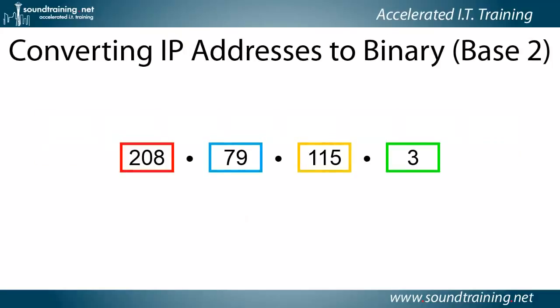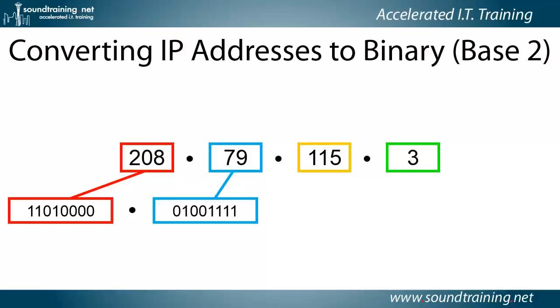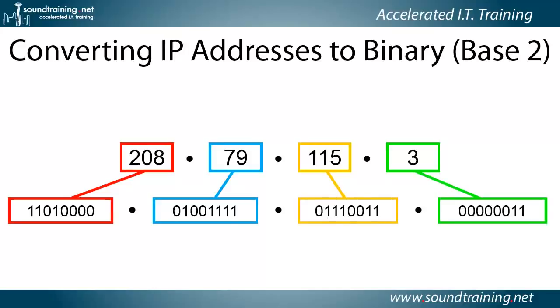Now, let's dissect that address a little more. As I mentioned, each one of the bytes represents an 8-bit binary number. So 208 maps to 11010000. 79 maps to 01001111. 115 maps to 01110011. And 3 maps to 00000011. Well, let's see if we can figure out exactly how we arrive at these numbers.